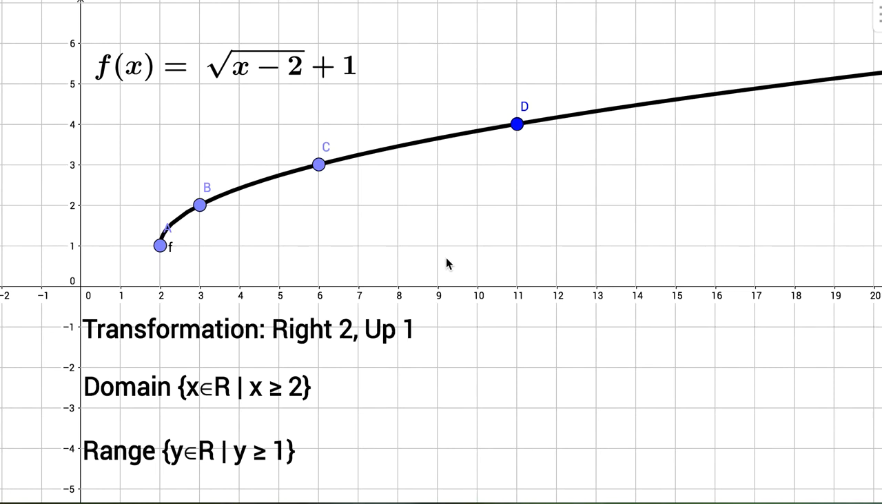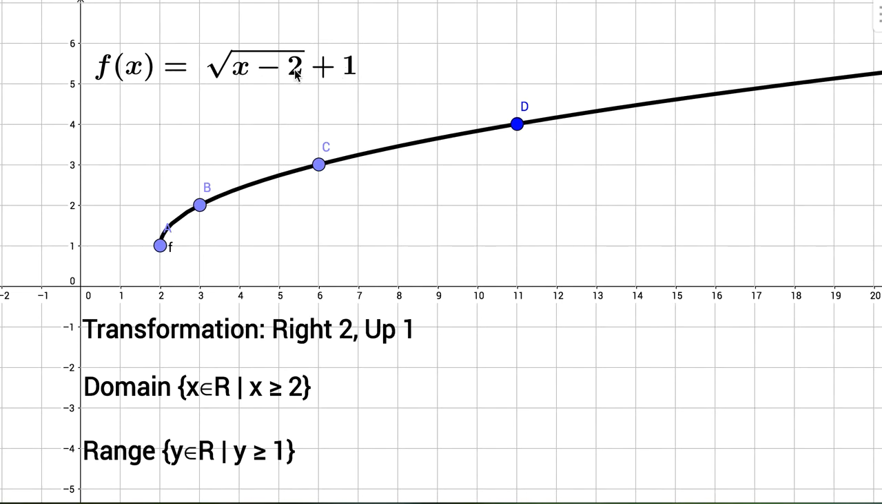Chapter 8, 8b Review. Question number 1. f of x equals the square root of x minus 2 plus 1. Remember I asked you to take a look at the numbers that operate with the x; that tells us it's going to move left or right. A standalone number is going to tell you up and down.